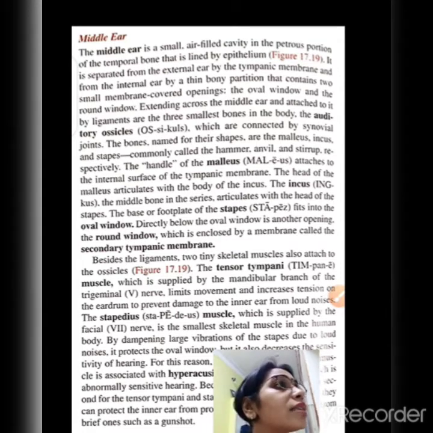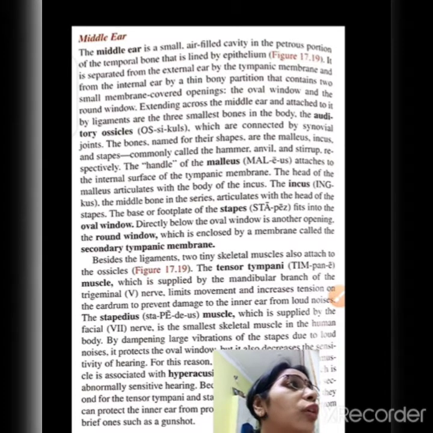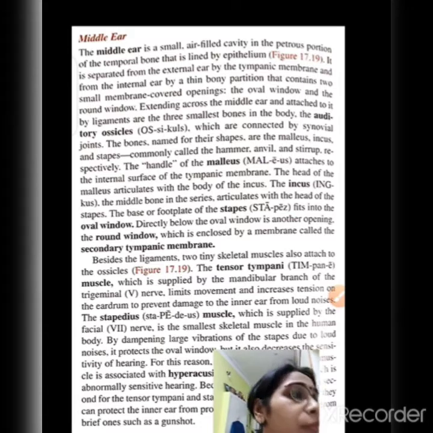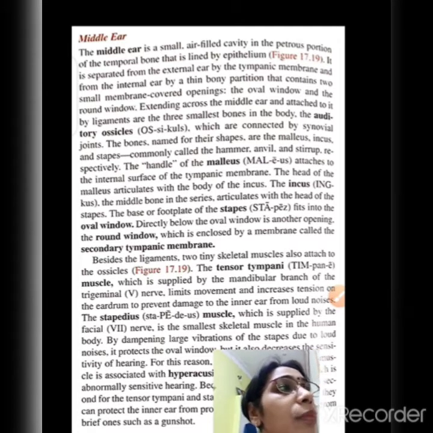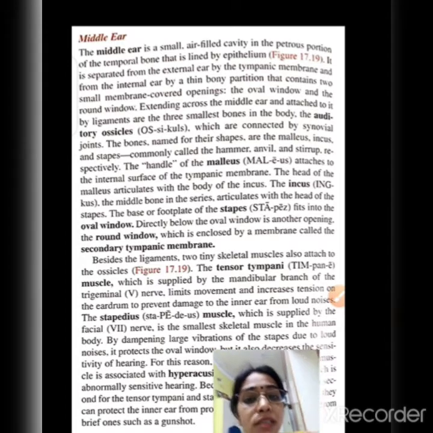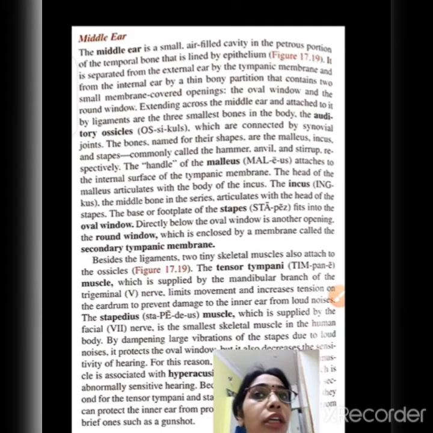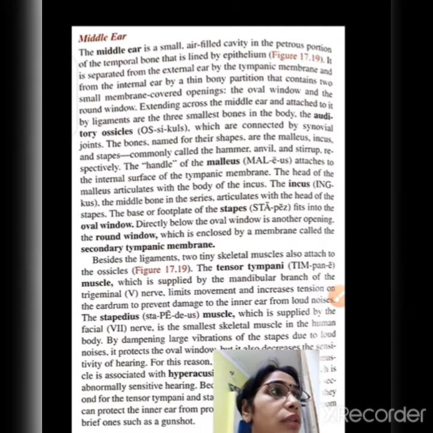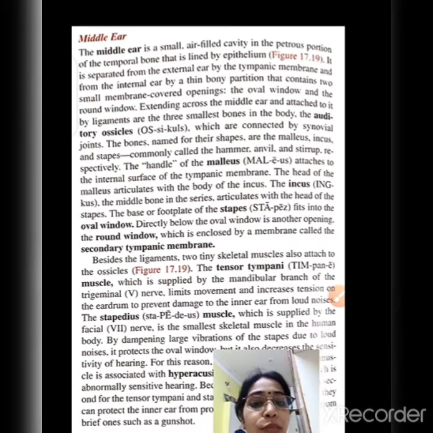The base of the footplate of the stapes fits into the oval window. Directly below the oval window is another opening, the round window, which is enclosed by a membrane called the secondary tympanic membrane. This is all about the middle ear. These three small bones, the malleus, incus and stapes, are present in the middle ear of your auditory canal.